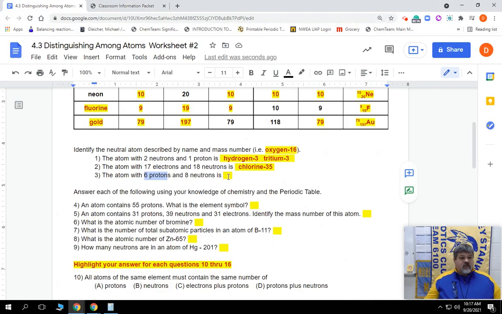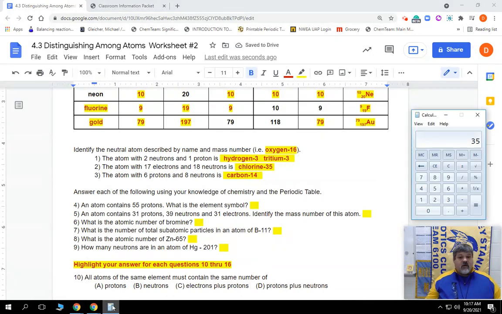Okay. So we're going to break down carbon. Then we're going to do the mass number, which we're going to add those two together. So 8 plus 6 is 14. So we have carbon 14. Now I can go ahead and do that in the calculator. 8 plus 6 equals 14. Okay, let's go on to the next one.